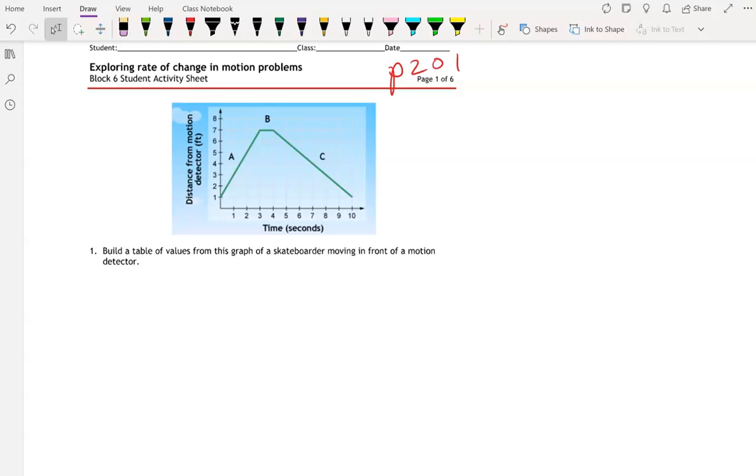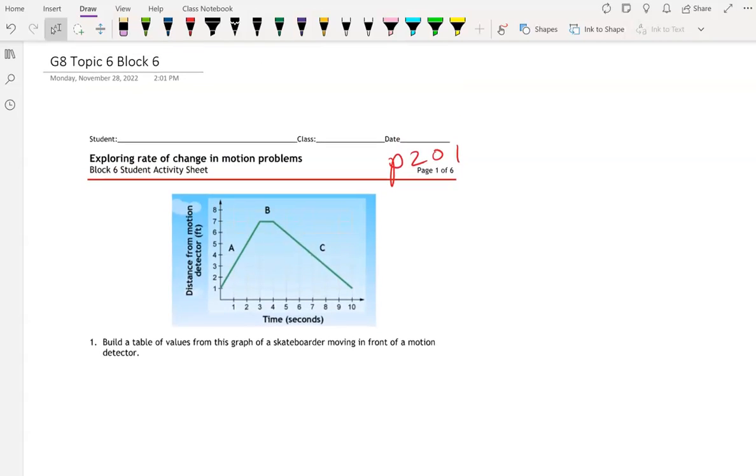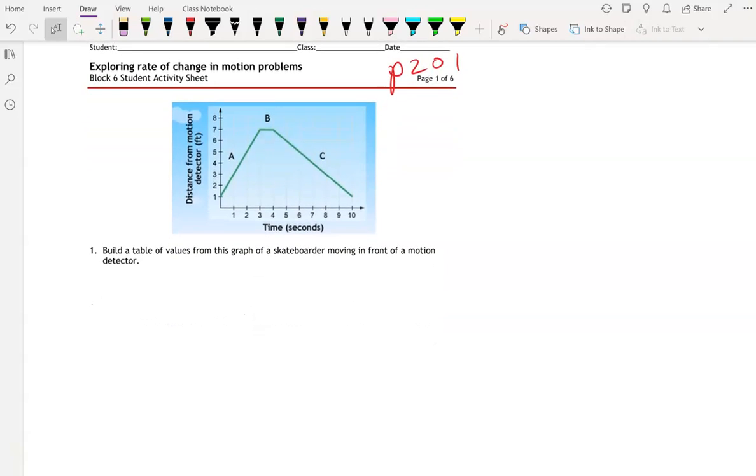Hey there, math friends. Today we are taking a look at Topic 6, Block 6, more on exploring rate of change in motion problems. And we're taking a look at this graph right here. You can see it's using distance from a motion detector and time in seconds. And what they want us to do here is build a table of values from this graph of a skateboarder moving in front of a motion detector.